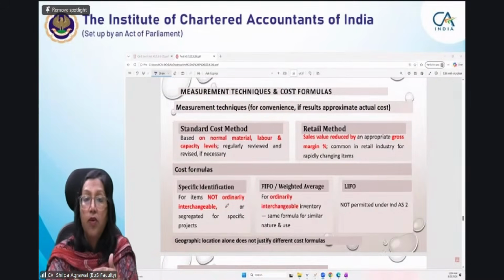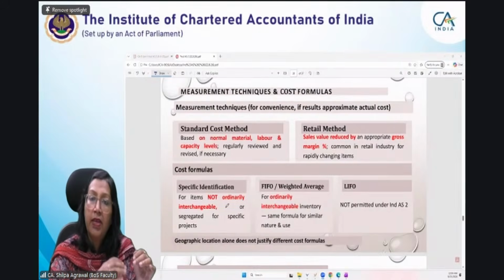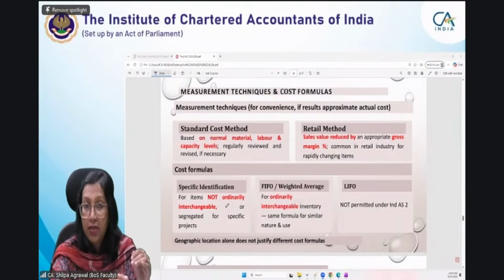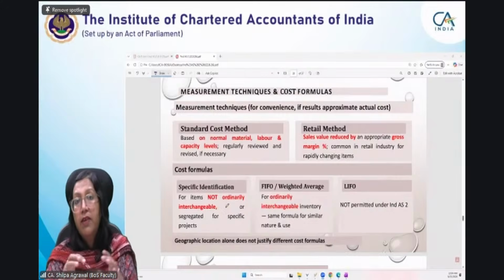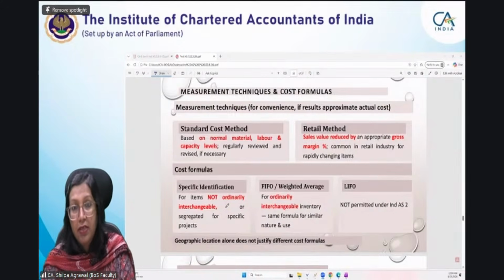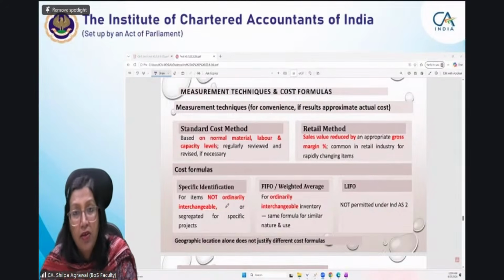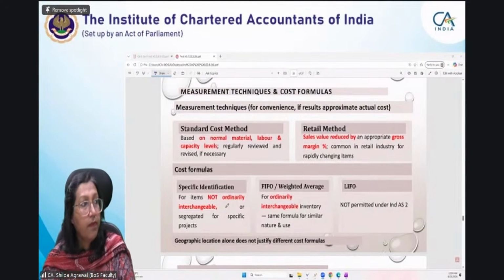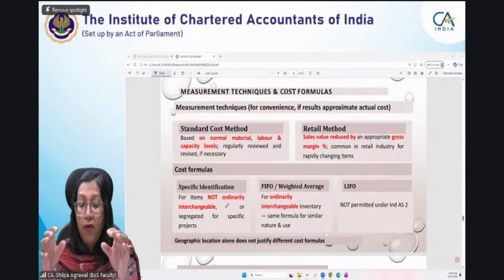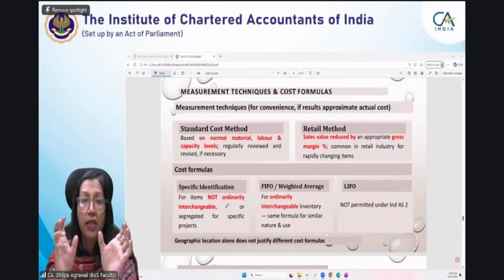In first in first out, whatever comes first, with whatever value it came first, we believe that has been sold out first. So in that case, the value of inventory remains with the latest purchase. जो लास्ट परचेज किया उस वैल्यू से ही आपकी इन्वेंट्री की मेजरमेंट होगी, ठीक है। Okay.